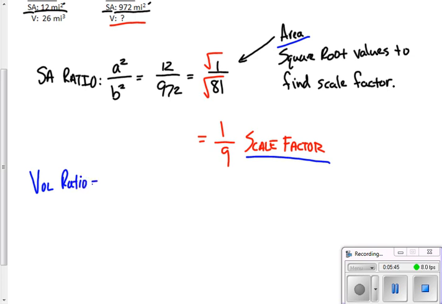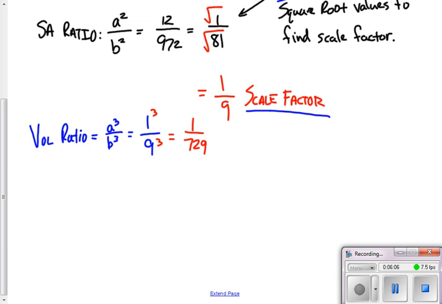Remember, volume ratio is really a cubed over b cubed. So you really have 1 and 9, your scale factors, which you need to go ahead and cube them both to figure out the volume ratio, which would be 1 over 729. We now would use our scale factor ratio, or I should say our volume ratio, 1 over 729, equals something.